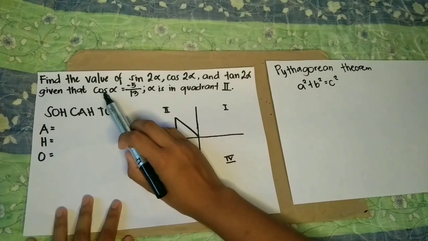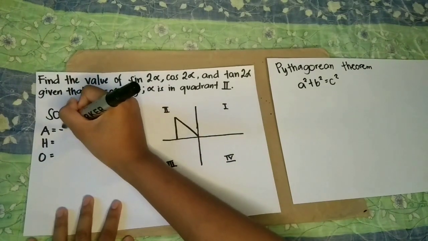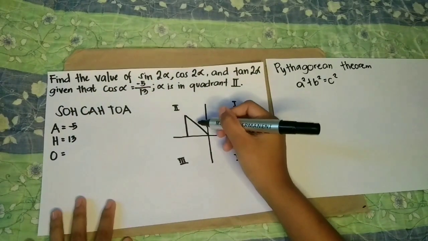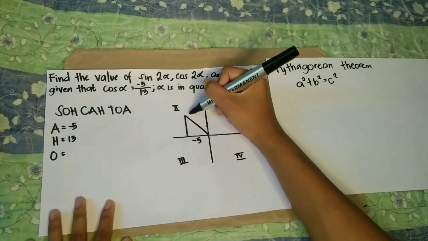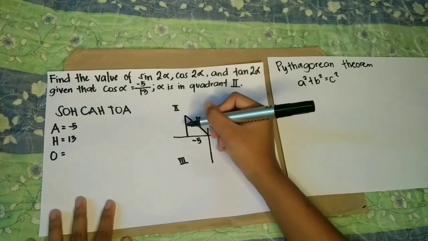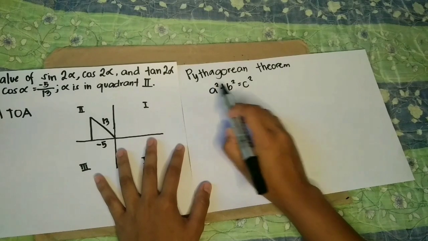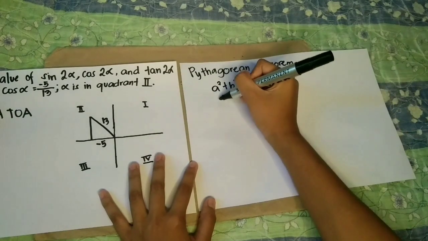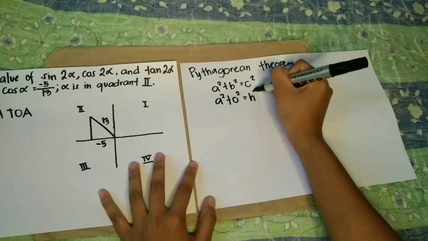So the given here is cosine, so we need to use the cosine. So the adjacent here is negative 5, and the hypotenuse is 13. So we need to put here the adjacent, which is negative 5, and the hypotenuse of this triangle is 13. So the missing here is the opposite. So to get that, we need to use the Pythagorean theorem, which is a squared plus b squared equals c squared. So to make it easy, we use adjacent squared plus opposite squared is equal to hypotenuse squared.